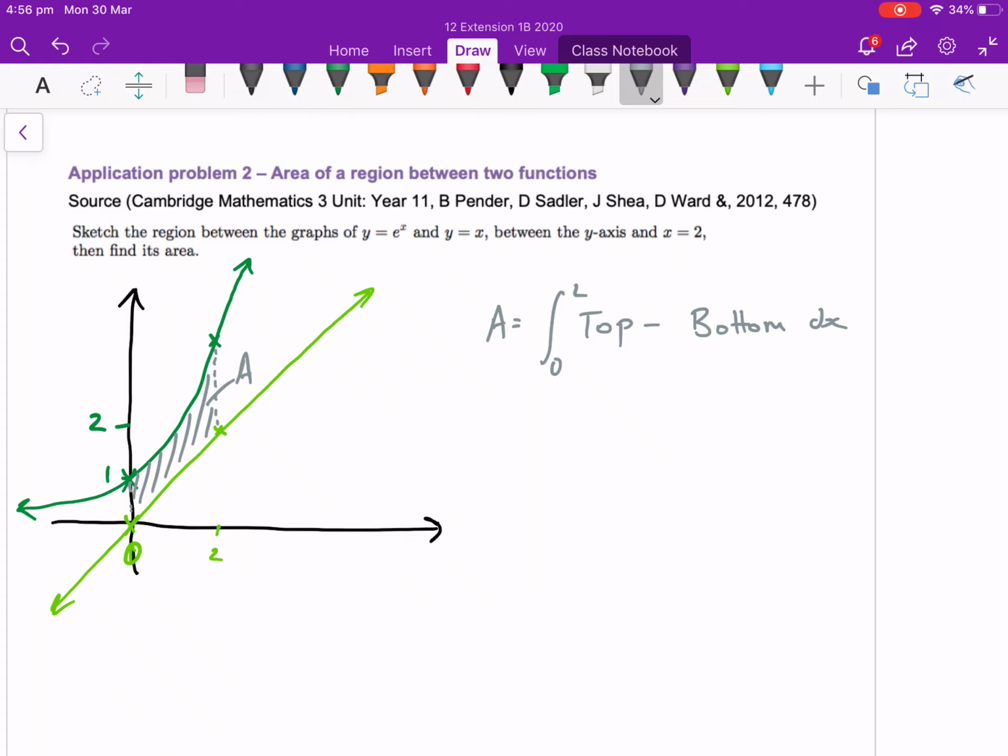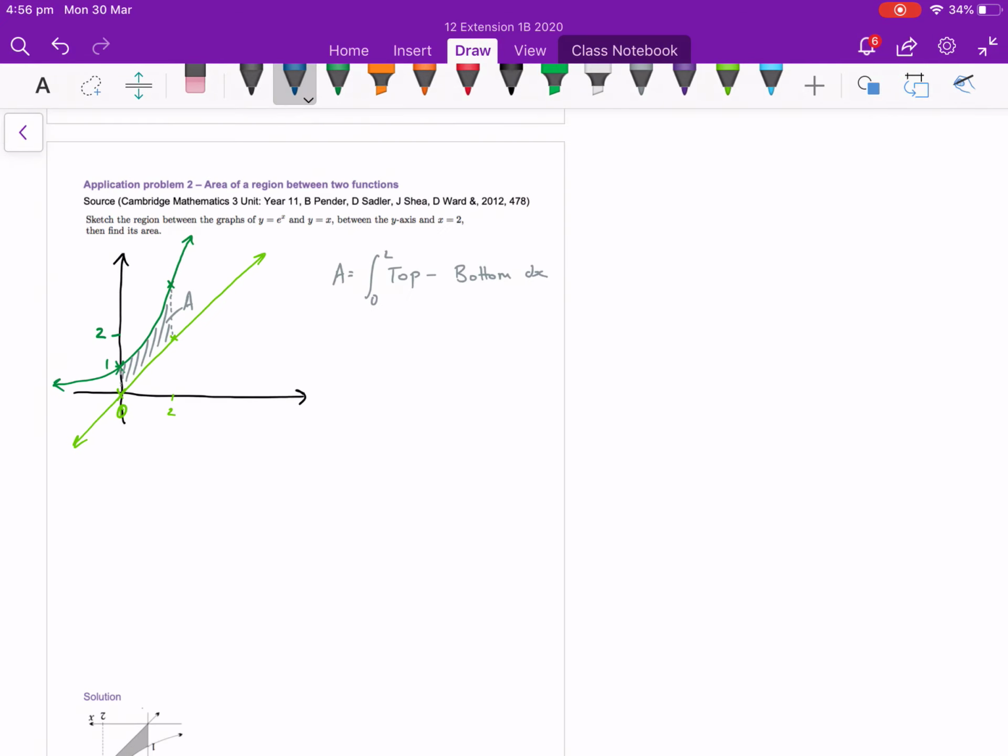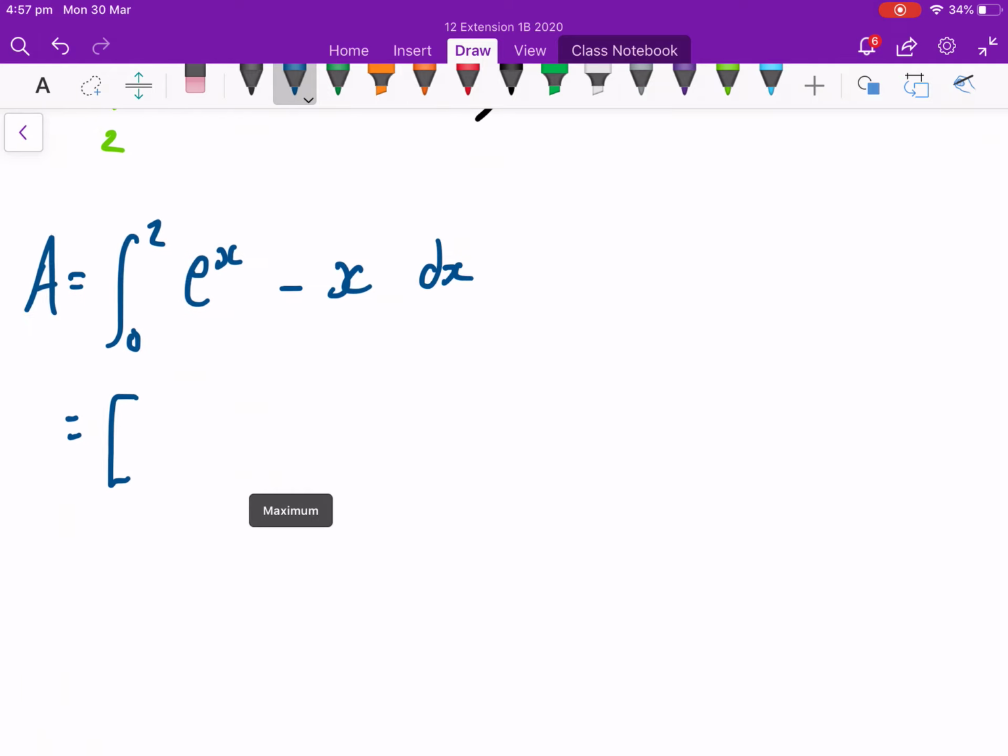So if we go through and evaluate this, the area is equal to the integral between 0 and 2 of our top function, so e to the power of x minus x, dx. If we then go and actually integrate that, e to the x integrates to e to the x, negative x integrates to negative x squared on 2, between 2 and 0.